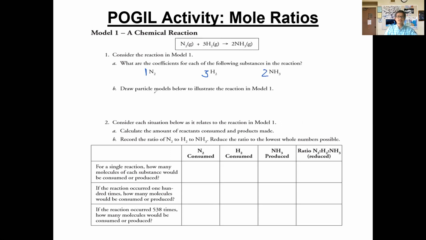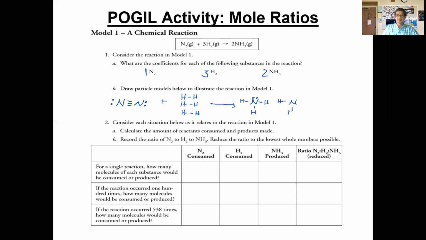Instead of drawing the particle models, I'm going to write out for you what we had yesterday, the Lewis structure. So therefore we have 1 of these molecules, and we're going to combine it together with 3 of these particles, and that's what this is telling us. And that forms for us 2 of these particles here.